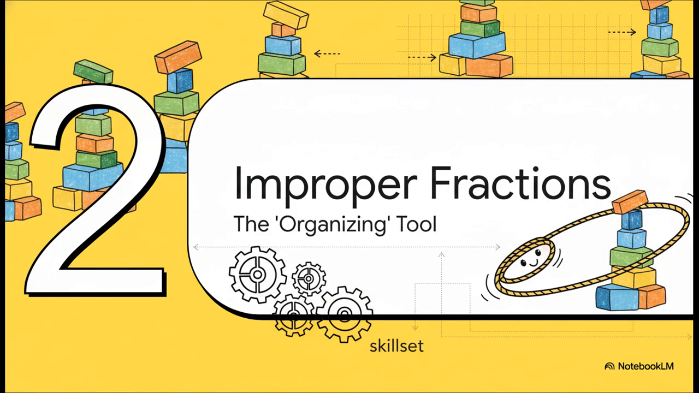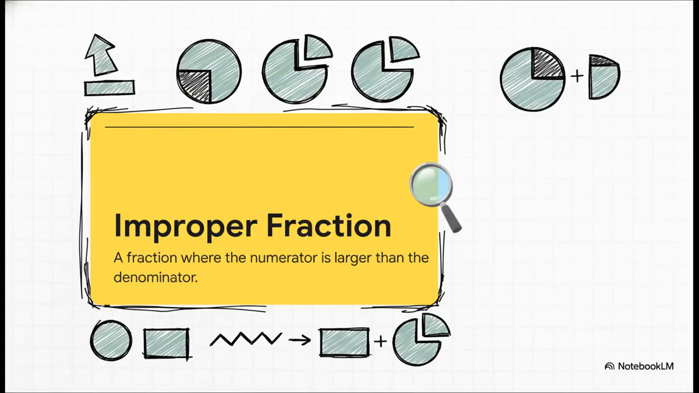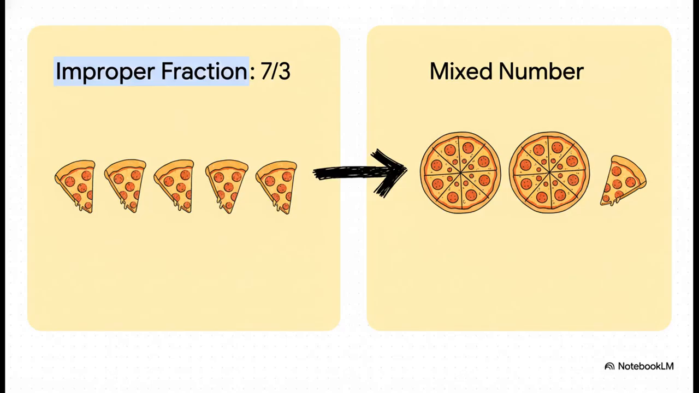All right, time for the next tool in our kit, the organizer. We're going to use this to tame those wild, top-heavy fractions, the improper ones, and get them organized. So what even is an improper fraction? It's simple, really. It's just a fraction where the number on top, the numerator, is bigger than the number on the bottom. Think of it like this. You have more pieces than it takes to make one whole thing, like having more than a whole pizza's worth of slices.